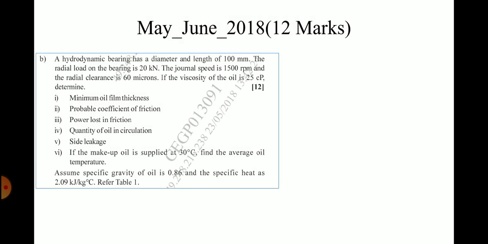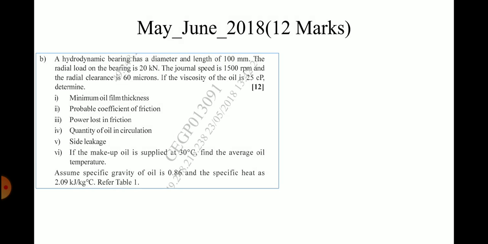If the viscosity of oil is 25 centipoise, that means they have given the viscosity of oil mu is equal to 25 centipoise. From this determine first minimum oil film thickness, that is H0. Second, probable coefficient of friction, that is small f. Third is power lost in friction, Pf. Fourth is quantity of oil in circulation, Q. Fifth is side leakage, Qs.